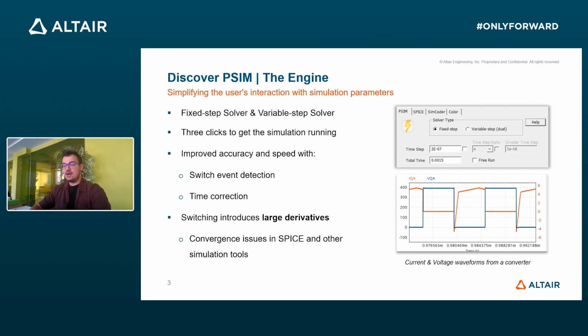And of course, PSIM is specifically designed to deal with the large derivatives that come with high power, high frequency switching. So this is a major problem, both in reality and in simulation when it comes to power electronics. And it's the major cause for many convergence issues for solvers such as SPICE that aren't specifically designed to deal with those large derivatives.